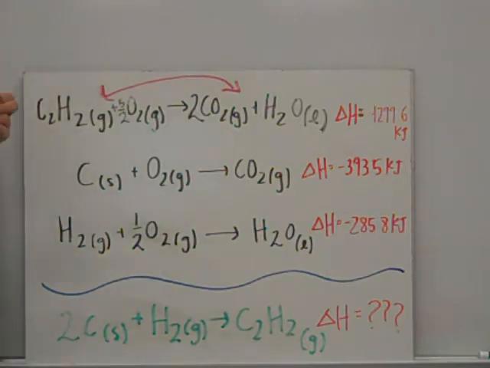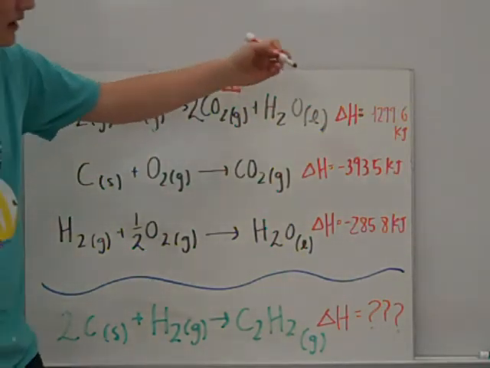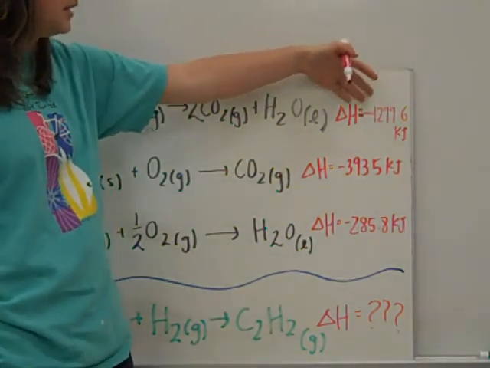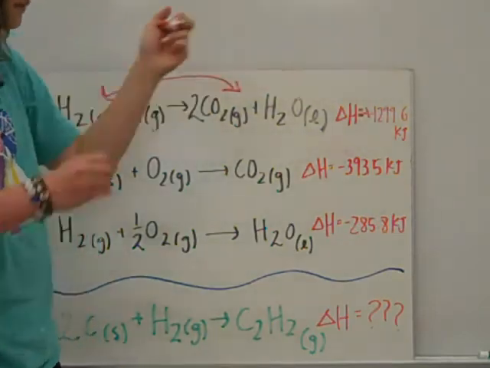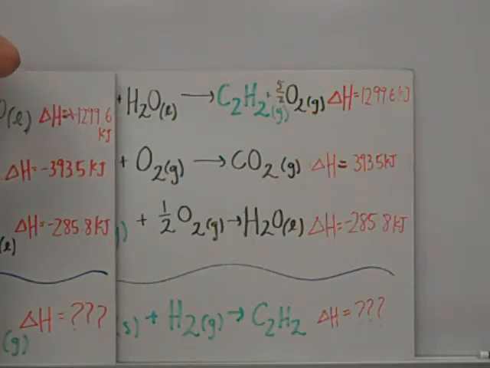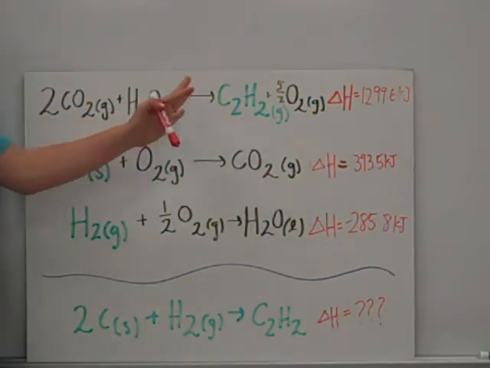So what does this mean for our change in enthalpy? Whenever you flip an equation, you also have to flip the sign. So this was originally a negative. This originally had a negative delta H value, but it is now positive. Okay, so now we have ethine gas on the side that needs to be.